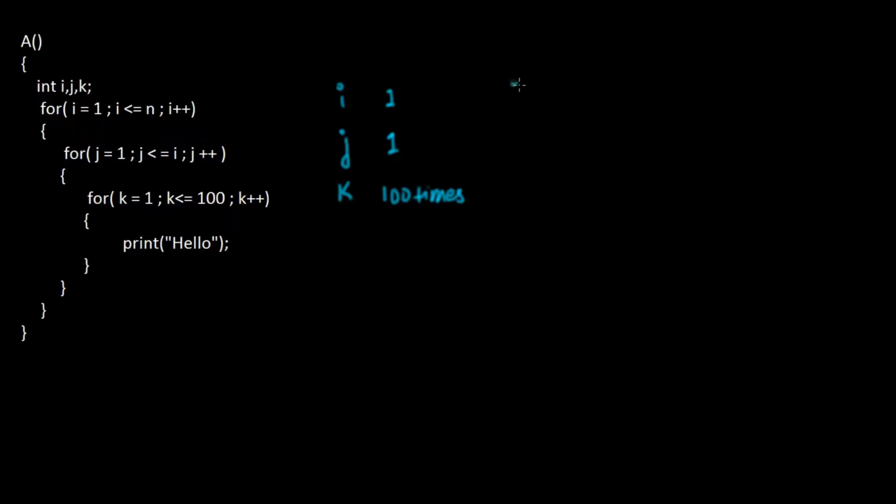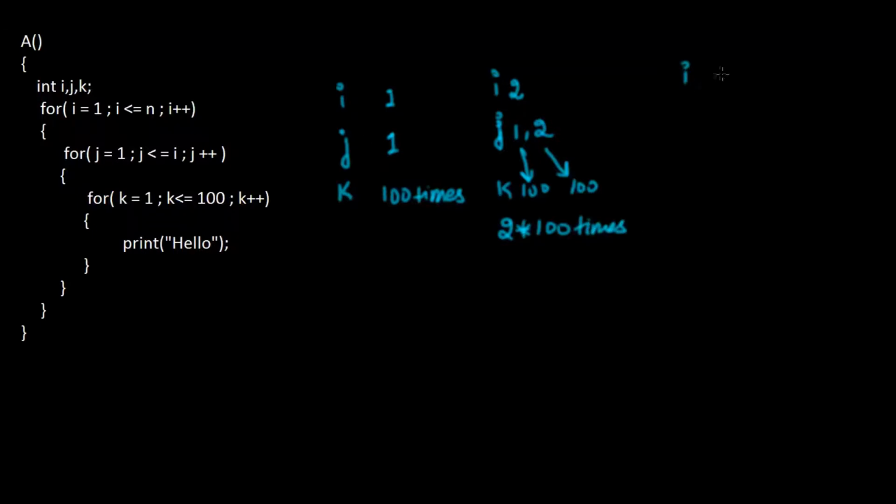When my i becomes 2, my j will run from 1 to 2, that is 2 times, and k will run for each value of j, k will run 100 times. So 100 times for this one, when j is 2, it will again run 100 times. So in total it is running 2 into 100 times.